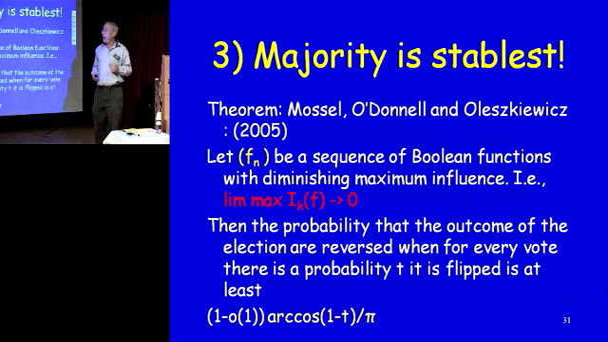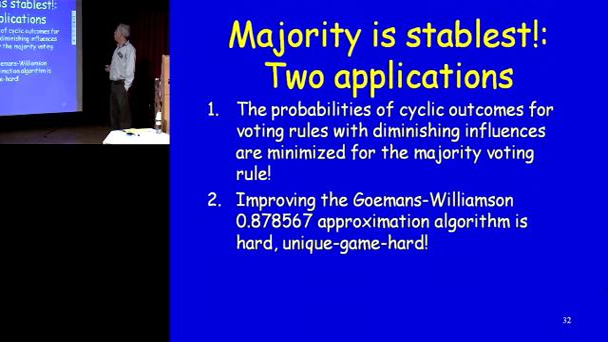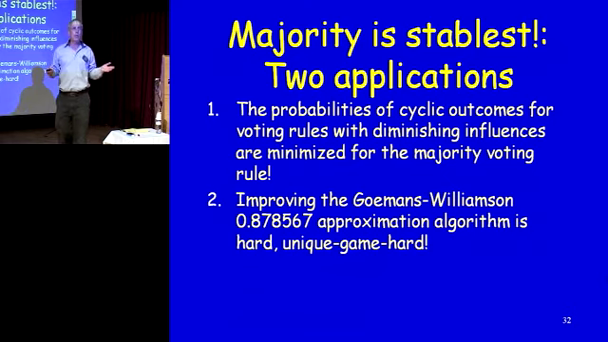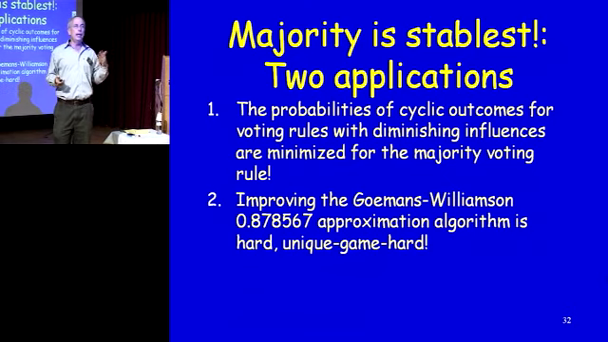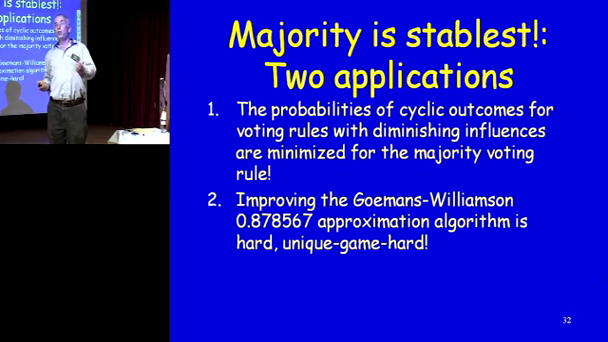This is a very nice theorem, and it has some striking consequences. Okay, the first consequence is not so striking, but it says that the probability of a cyclic outcome for voting rules with diminishing influences is minimized for the majority voting rule. You must know that it is possible that the majority of the society prefers candidate A to candidate B, and the majority prefers B to C and C to A.